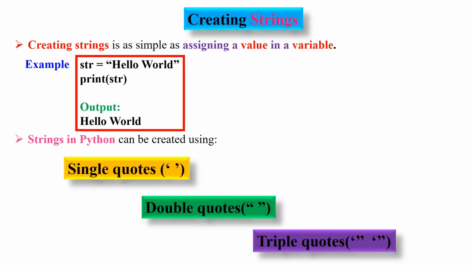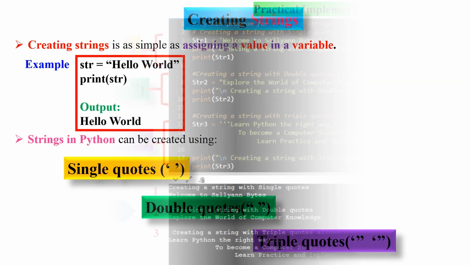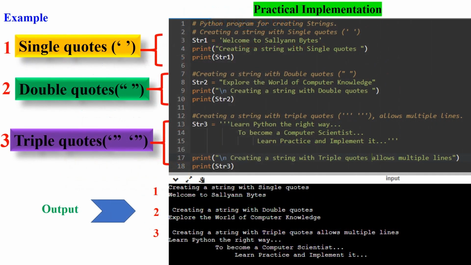Strings in Python can be created using single quotes, double quotes, or triple quotes. Now, you can see some examples using single quotes, double quotes, and triple quotes in strings. Now, look at the first example of the Python code, strings using single quotes. It shows the process of creating a string using single quotes and printing its value in Python.